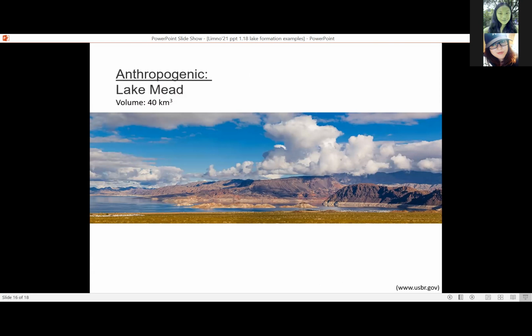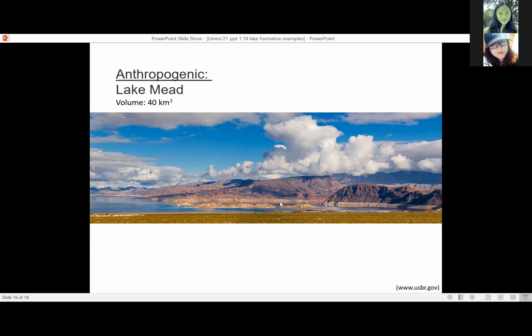Here is Lake Mead. I don't know if you can see this. I'm not sure you can really get a sense of the scope of this thing. This thing holds 40 cubic kilometers of water. That's how much water there is in here.